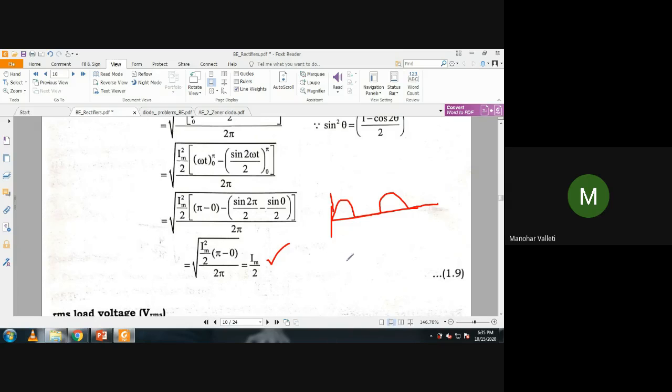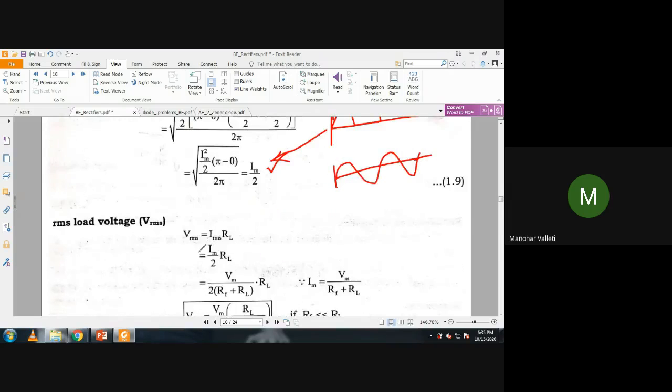The RMS value of a full sine waveform is Im by root 2. But for this half wave waveform, it is Im by 2.